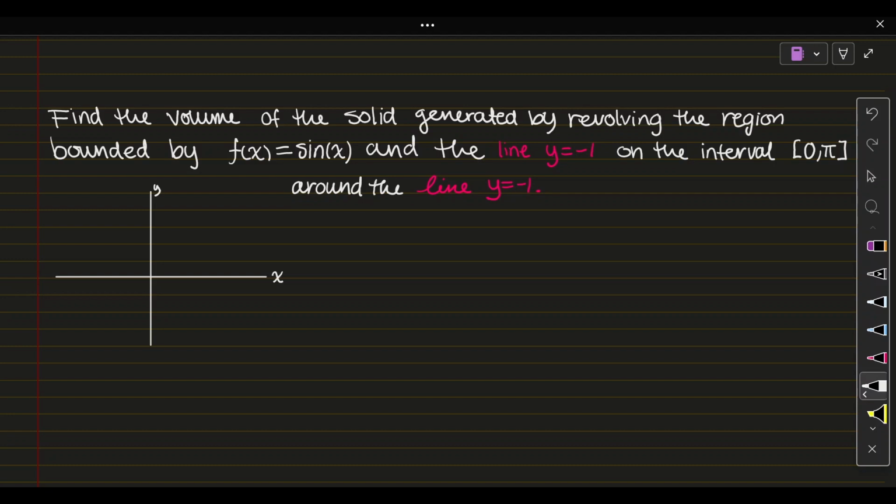Okay, so let's take a look here. Just a reminder, our formula that we're given for volume is V equals the integral from a to b over our region of pi r squared, and then we have a d something. So we've got to figure out what that is, what variable we're going to be integrating with respect to. So let's go ahead and draw our picture. So f of x equals sine x will look like this.